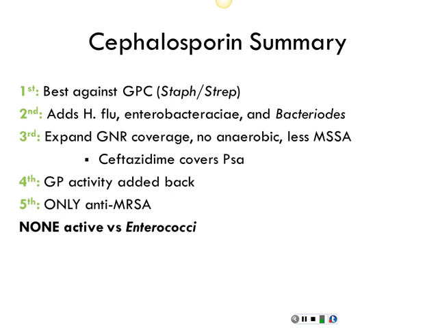All right, so in summary: first generation, great against gram-positive staph and strep. Second generation, we get the H. flu and some of the Bacteroides with the IVs. And then third generation, we really start to pick up some gram-negative activity. Ceftazidime picks up Pseudomonas. Fourth generation is cefepime, which gives us really consistent gram-positive and gram-negative coverage. And then fifth generation, ceftaroline is the only one with that anti-MRSA coverage. No enterococcus coverage on any of these guys. Okay? Don't use cephalosporins for enterococcus.